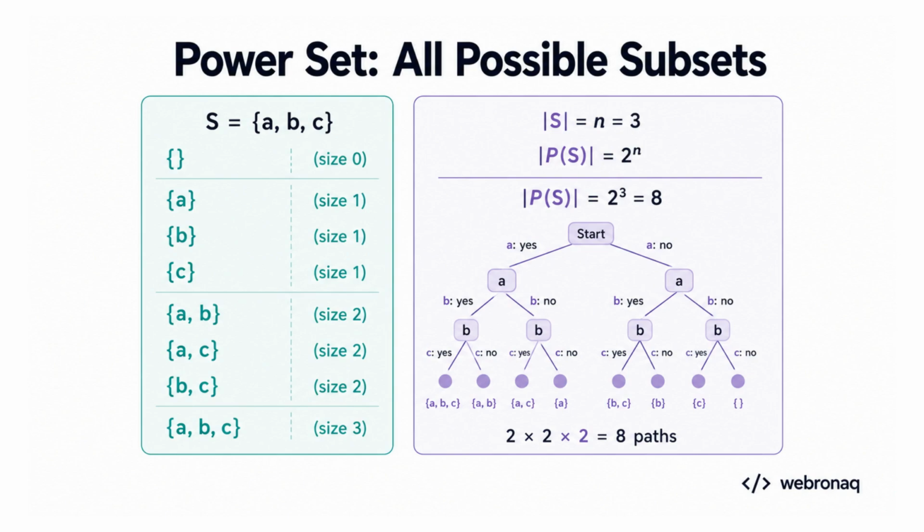Why 8? Because for each element, you make a binary choice. Include it, or leave it out. With 3 elements, you have 2 times 2 times 2 choices, which equals 2 to the power of 3, which equals 8. In general, if S has n elements, then P(S) has 2 to the power of n subsets. So for a set with 10 elements, the power set has 1024 members. Up next, let's connect all 3 concepts and see how they fit together.